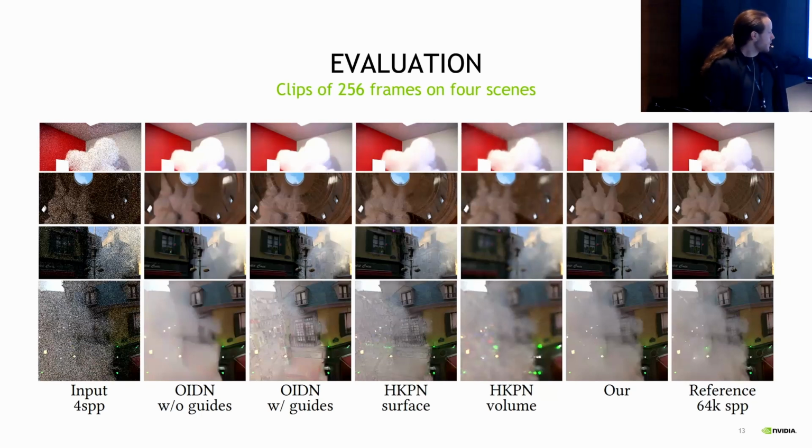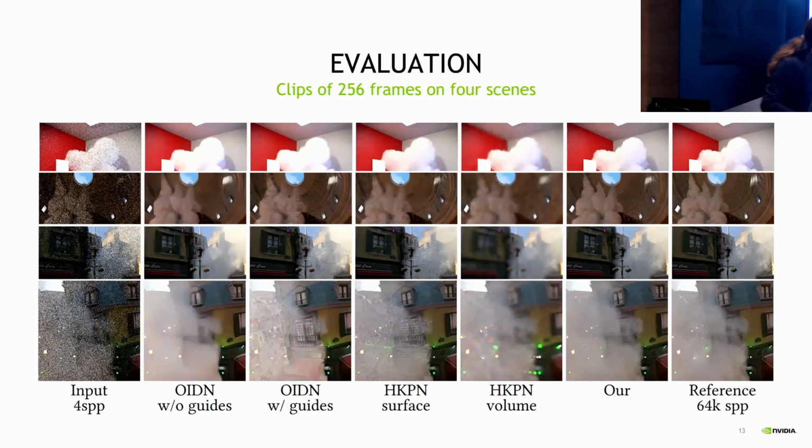The different algorithms we test are the Open Image Denoiser, so a neural denoiser, without a temporal recurrence loop, without the feature guides, and with the feature guides. That's also the slide we saw in the beginning. Then we have the hierarchical kernel prediction denoiser, so a neural denoiser, but with a recurrence loop. And this one was designed for surfaces, and this one is designed for volume data. And then we have ours in the second to last column.